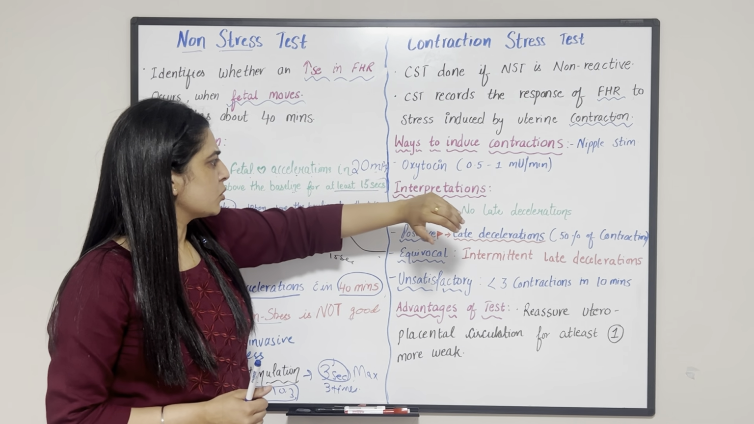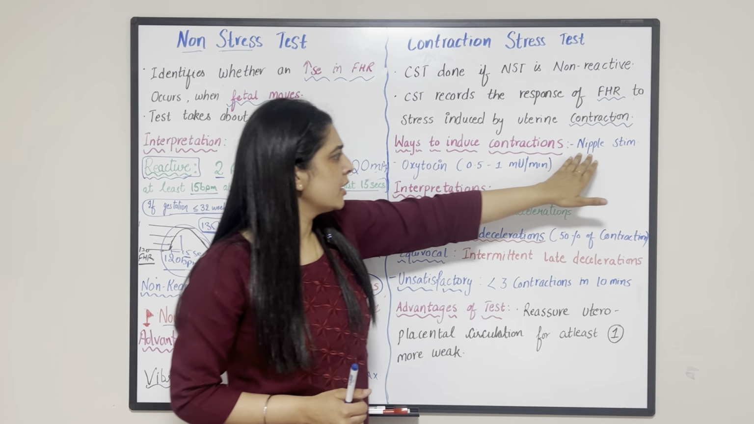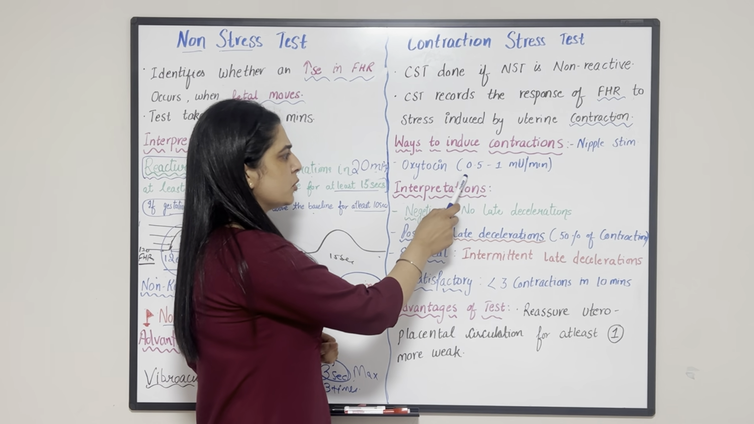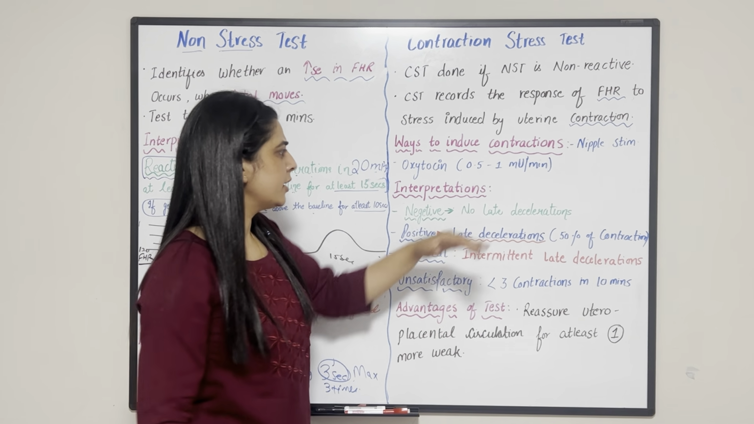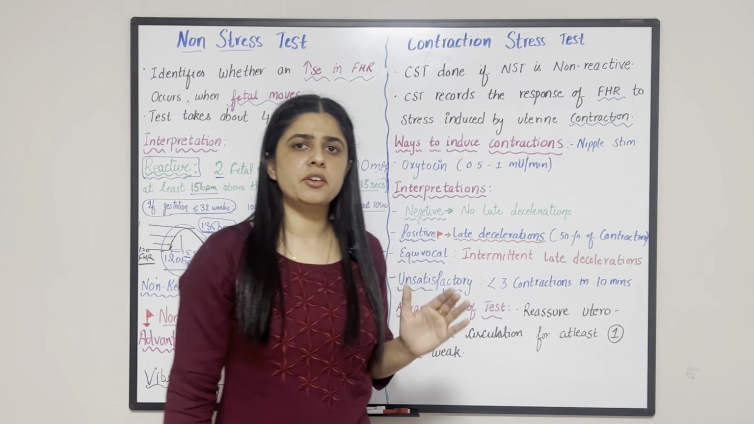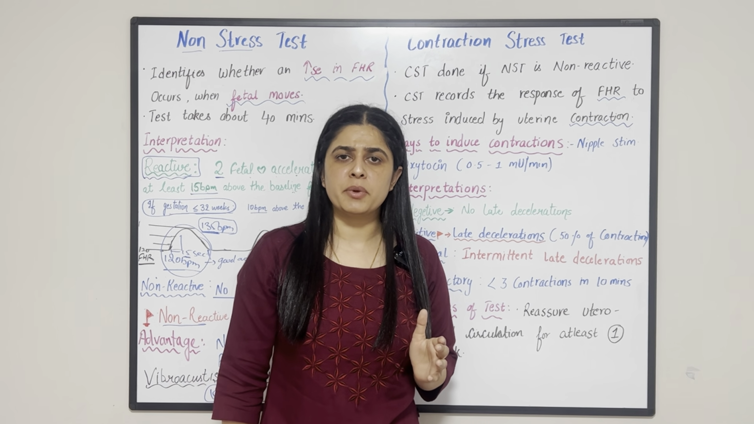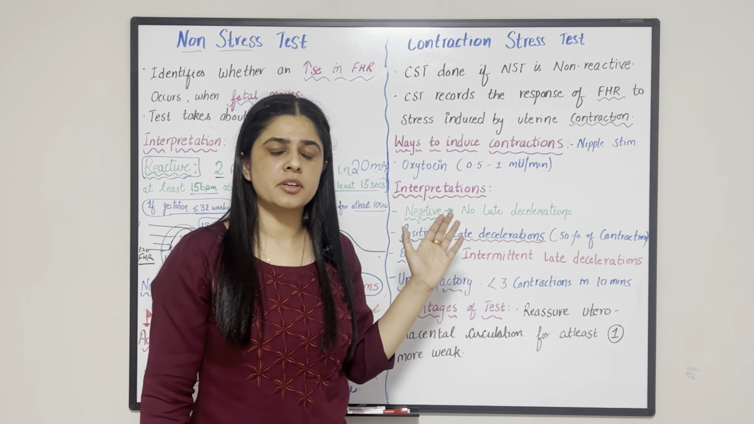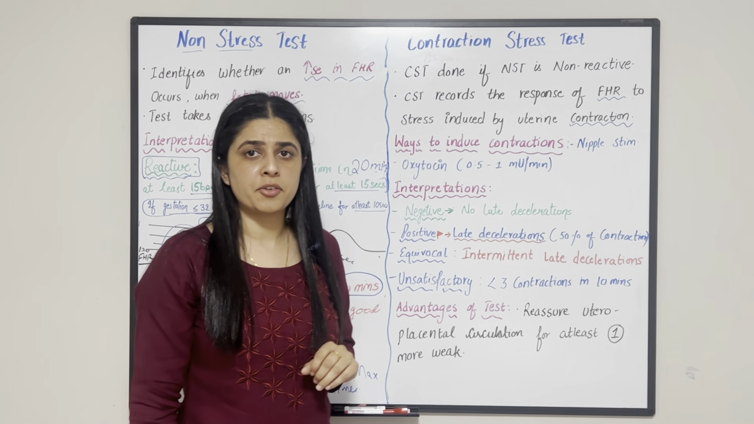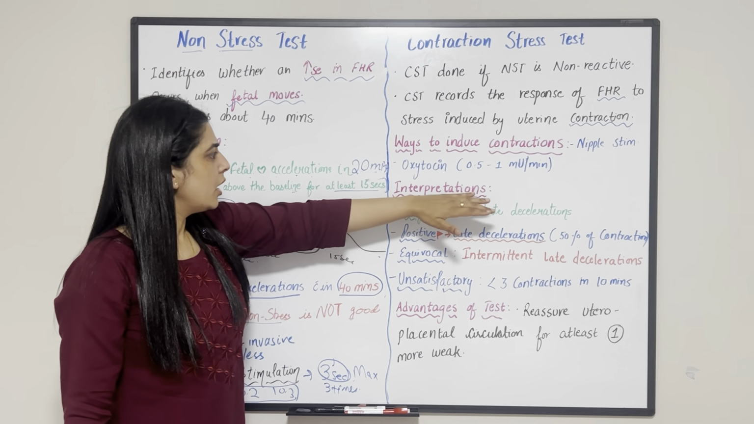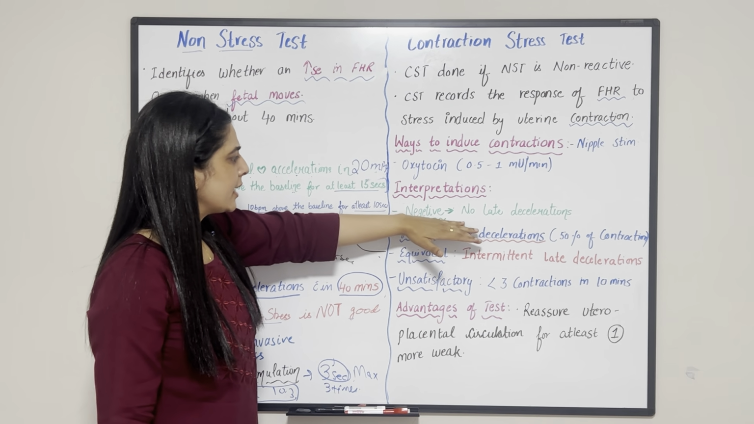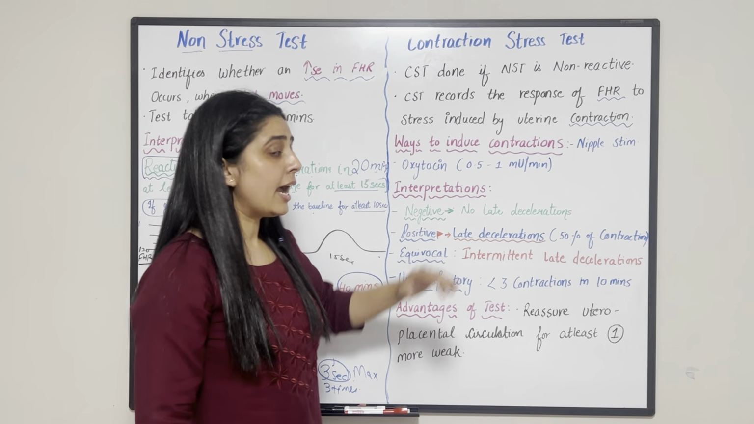The second is oxytocin. So in case this doesn't work, then we do oxytocin. So we give oxytocin and we start at the lowest rate, 0.5 to 1 milliunit per minute, and we can increase the rate of oxytocin every 15 to 20 minutes until we get the desired contractions.